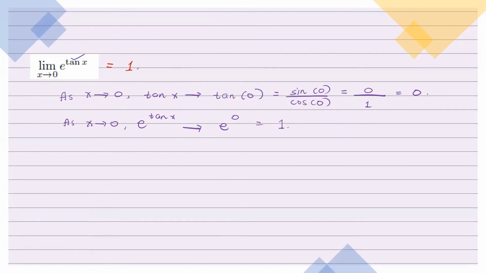Okay. Next. E to the tangent x as x approaches pi over 2. So katulad nung kanina, ganun pa rin. We are composing e and tangent x. And ang mas nasa loob ay si tangent x. So as x approaches pi over 2 from the right.